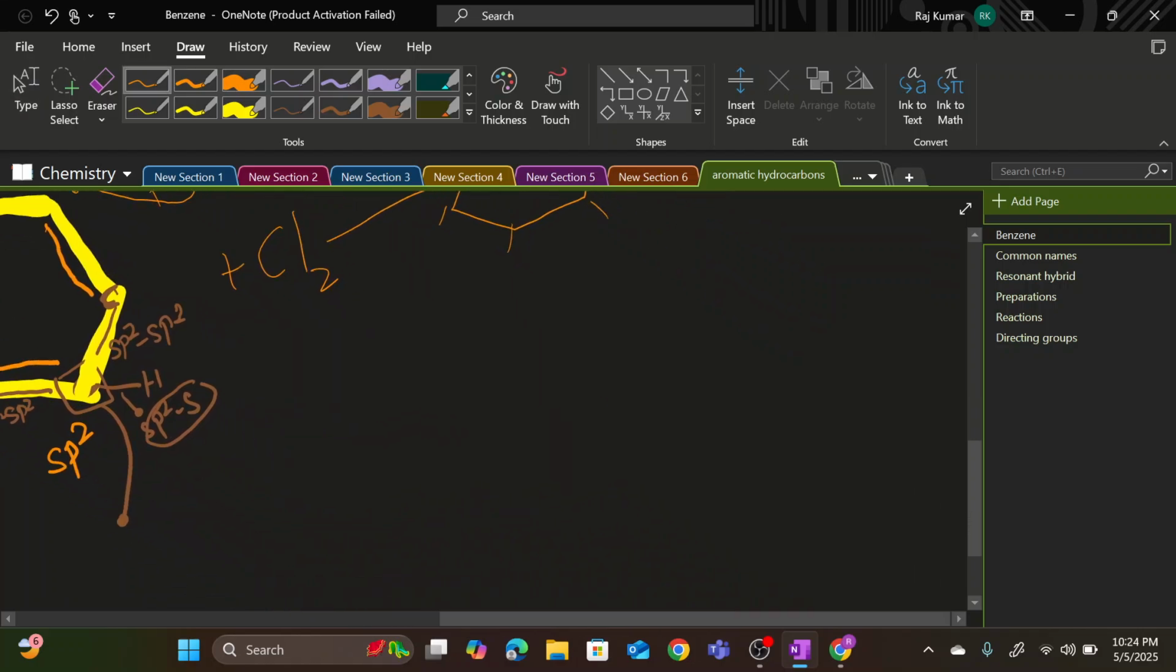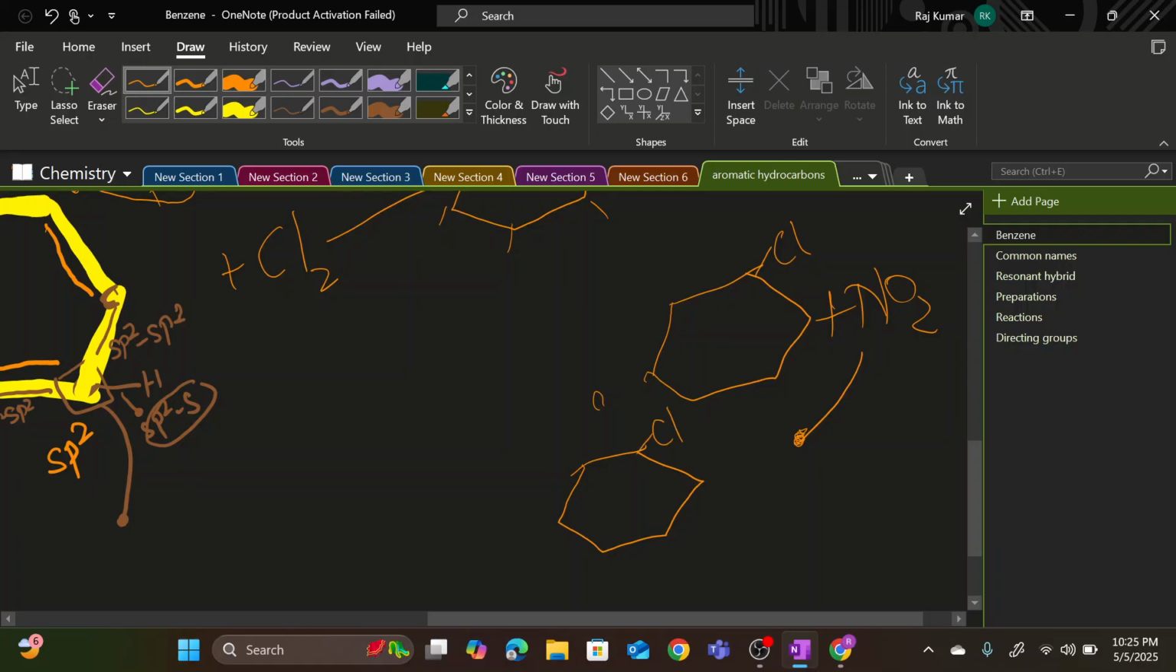But if you talk about di-substituted product, for example, let's say I take a chlorobenzene over here, and then what I'm going to do is I'm going to add a nitro group with it. So when I add a nitro group with it, there are three possibilities for the nitro group to attach. There are three possibilities of forming a di-substituted product. Either the nitro group can attach here, or it can attach here, or it can attach here.